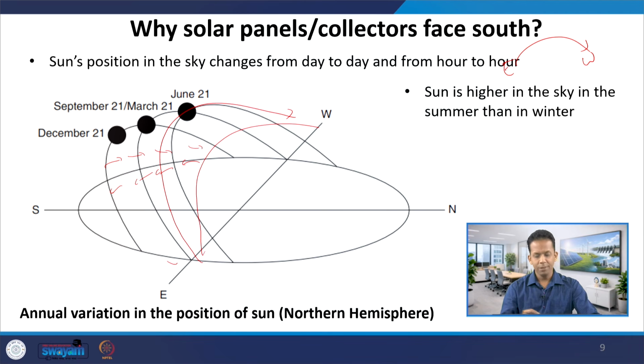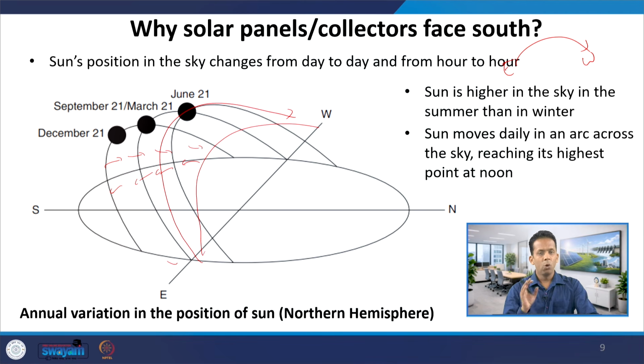And that is the reason why the sun is always in the south, and all the collectors or panels in the northern hemisphere always face south. The sun is higher in the sky in summer than in winter, and it moves daily in an arc across the sky, reaching its highest point at noon. So, this is the highest point, which happens at noon.